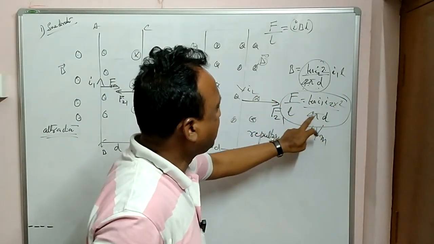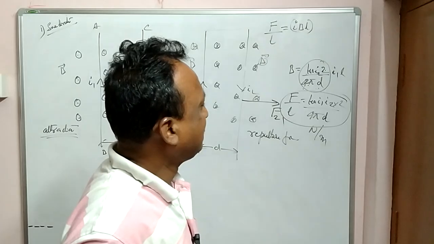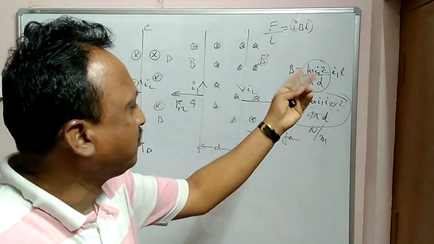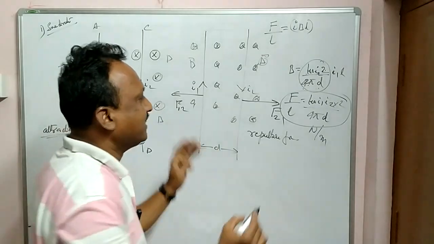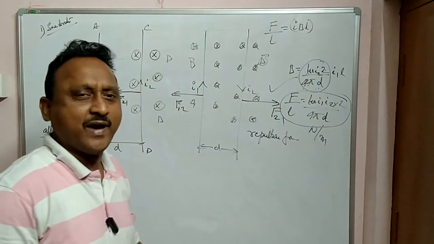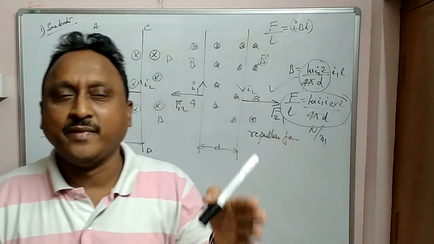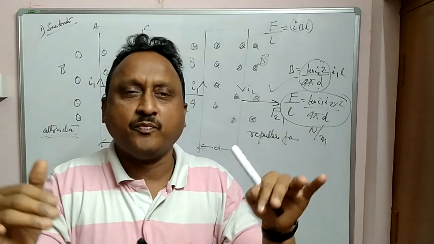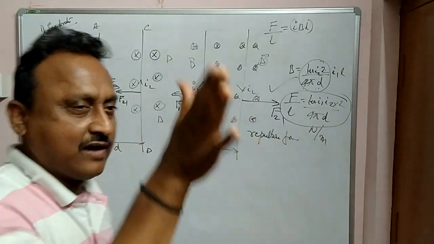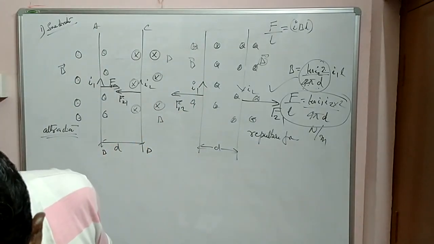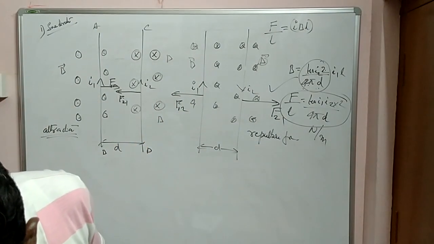mu naught I1 I2 by 2 pi D or 2 pi R. Okay? So the final formula is mu naught I1 I2 into 2 by 4 pi D or R or A. This is the force acting on the parallel conductors. Please make a note, when the direction of current is the same, there will be attraction. When the direction of current is opposite, there will be repulsion. You have seen, I have applied the palm rule and explained it clearly. So these are the formulas for the parallel conductors.